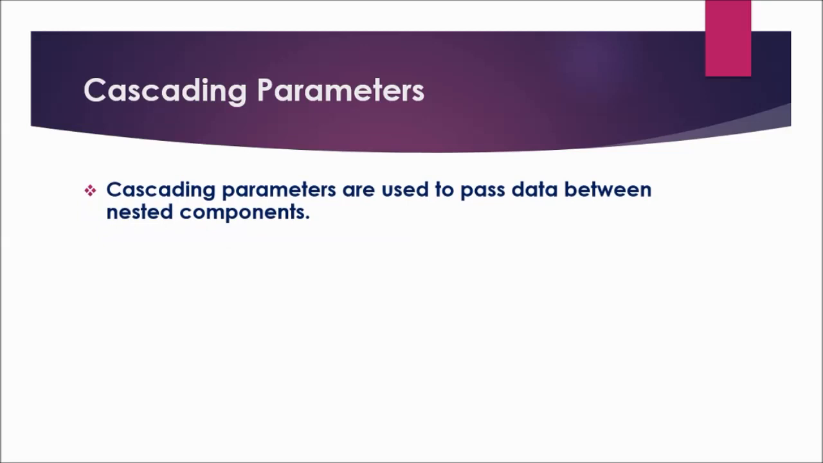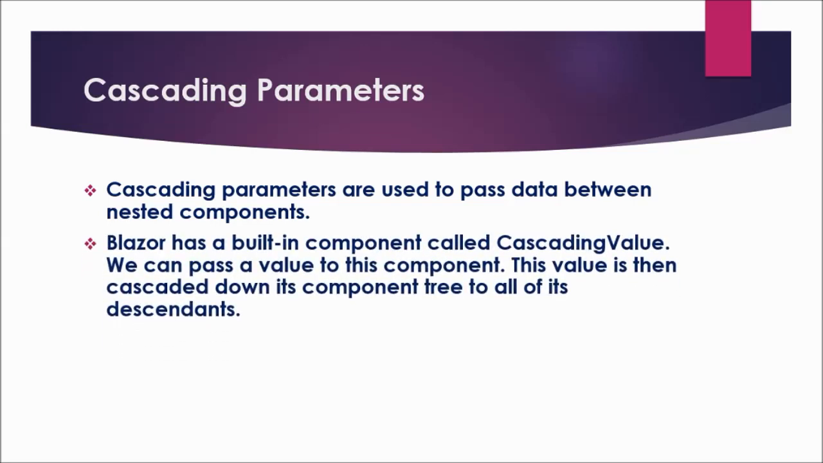Cascading parameters are used to pass data between nested components. Blazor has a built-in component called cascading value. We can pass a value to this component. This value is then cascaded down its component tree to all of its descendants.